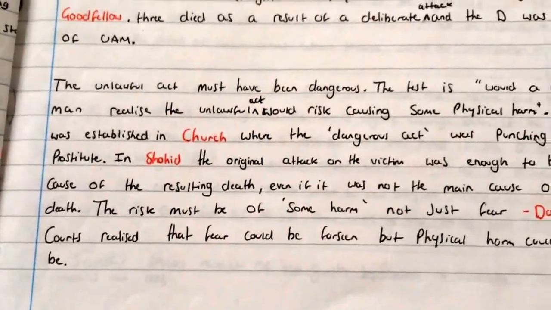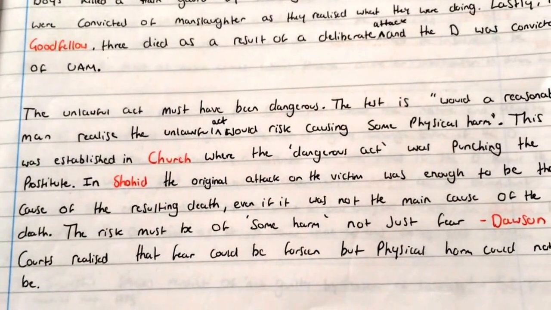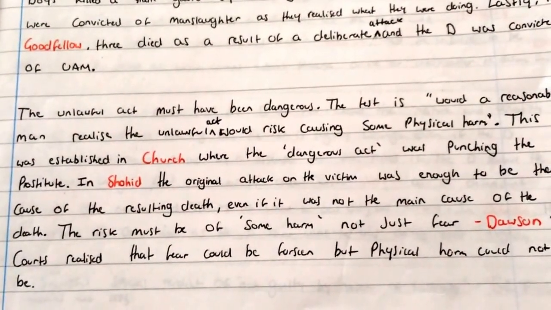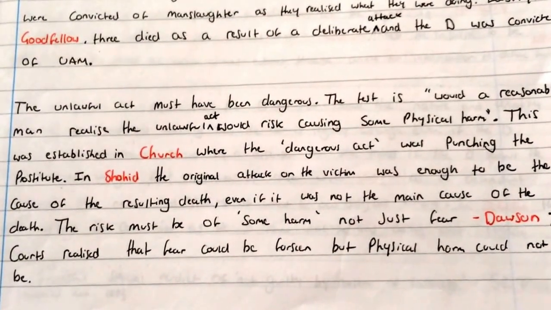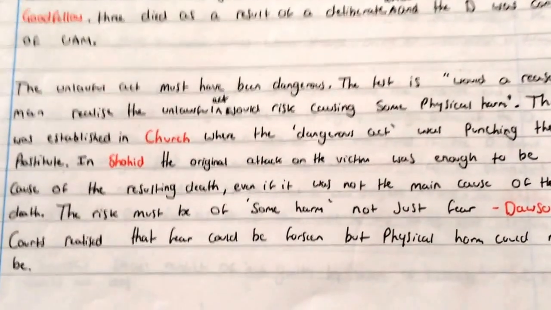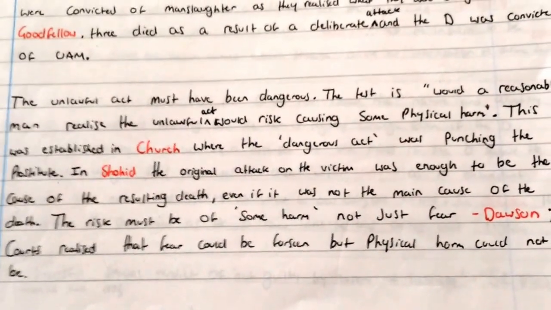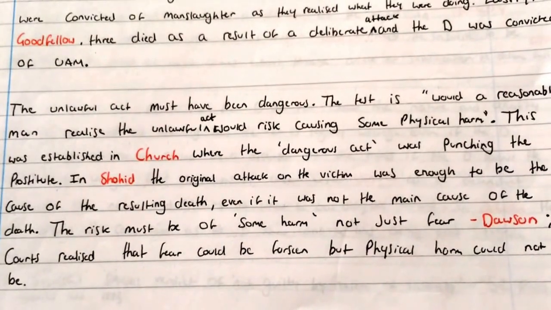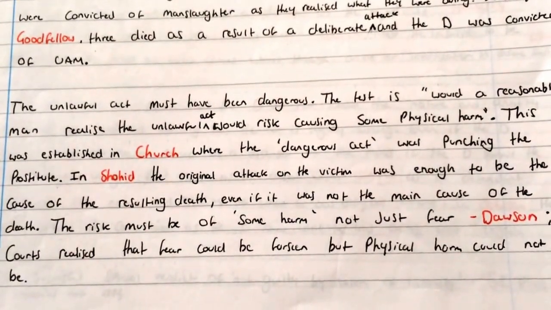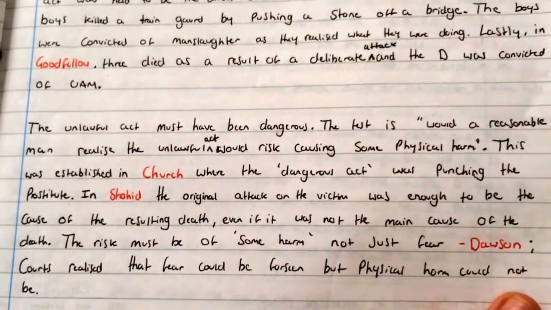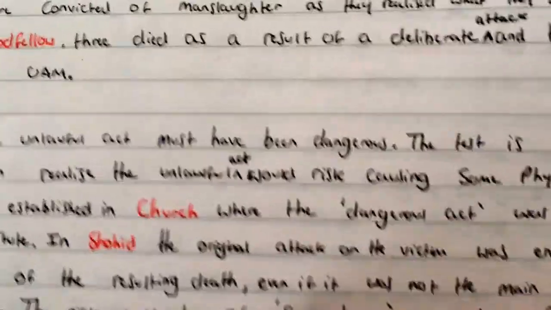The unlawful act must have been dangerous. This test is whether a reasonable man would realise that the unlawful act would risk causing some physical harm. This was established in Church, where the dangerous act was punching the prostitute. In Dawson, the original attack on the victim was enough to be the cause of the resulting death, even if it was not the main cause of death. The risk must be of some harm, not just fear. And in Dawson, the courts realised that fear could be foreseen, but physical harm could not. Same as with the first paragraph, just apply it now and you'll be fine to get that sound.